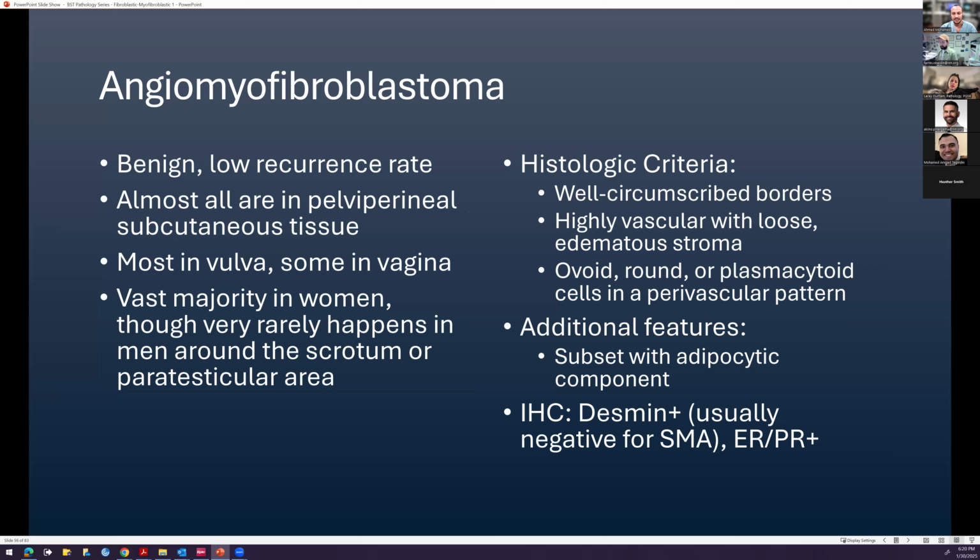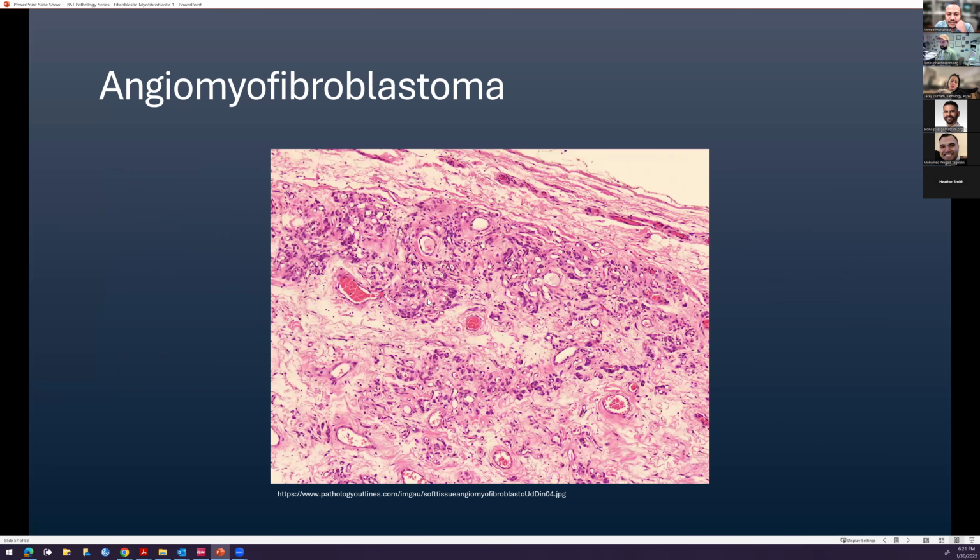They have a very interesting look, but classically they're desmin positive and ER/PR positive, so that's very helpful, but they're often negative for SMA. So here's an example. They're generally very hypervascular, so they have a lot of vessels, and then they have these ovoid to round looking cells that usually surround the vessels, in these delicate cords that surround vessels. That's what angiomyofibroblastoma looks like. Again, I don't see a whole lot of these personally because it's more diagnosed by GYN, but I figured I'd put it in here.